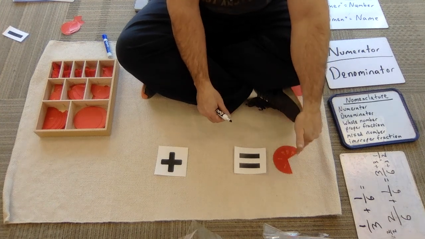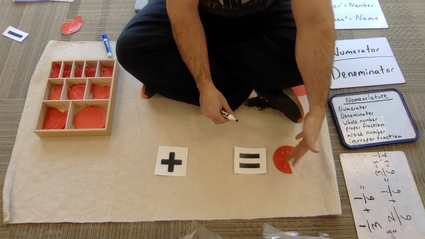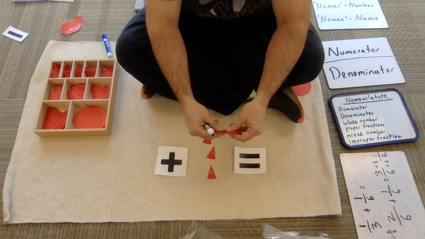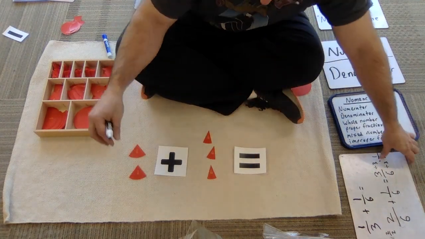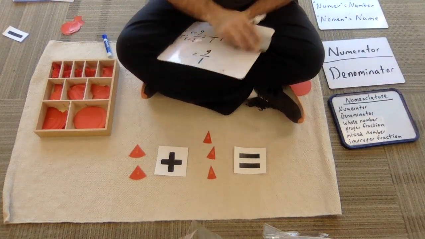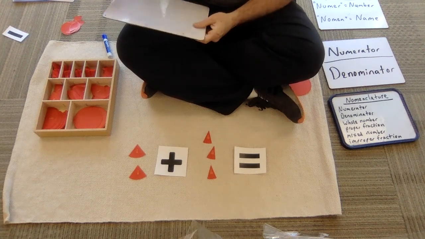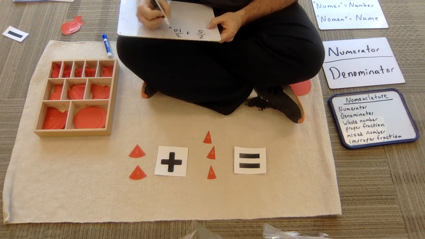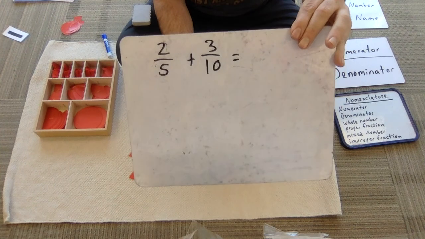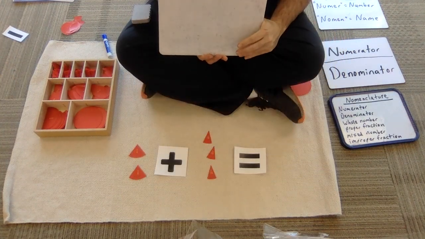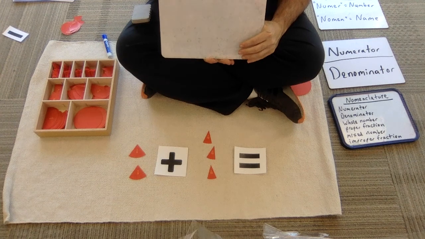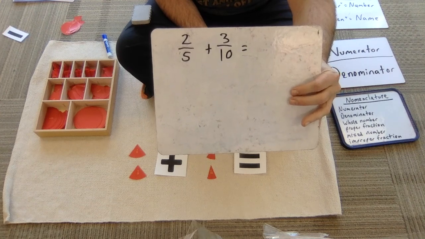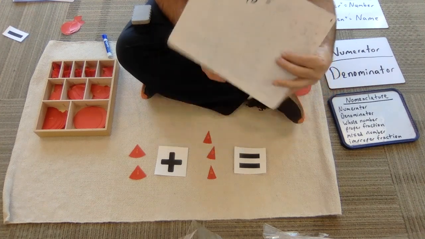But we don't know exactly what that is yet because I do not have a common denominator. So I'm going to go ahead and put my 3/10 back here and my 2/5, and let's write this down. 2/5 plus 3/10 equals. There's our problem. All right. Well, we need a common denominator. What is the smallest number that both 5 and 10 go into? If you said 10, you would be correct.